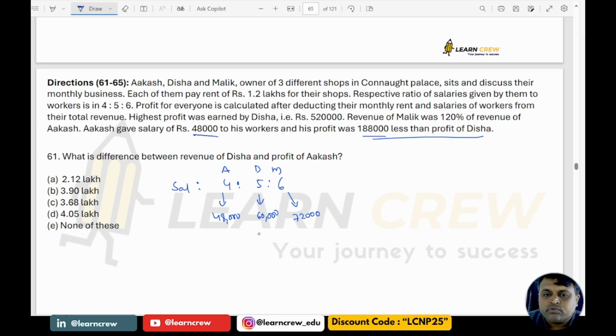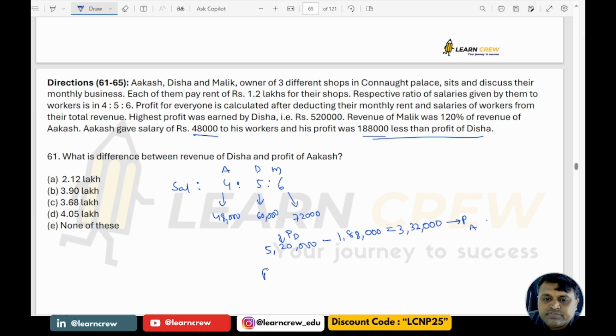Out of 5,20,000, it is given that the profit of Disha is 5,20,000. And Akash's profit was 1,88,000 less than that of her. So it is 3,32,000. This is the profit of Disha. This is the profit of Akash.